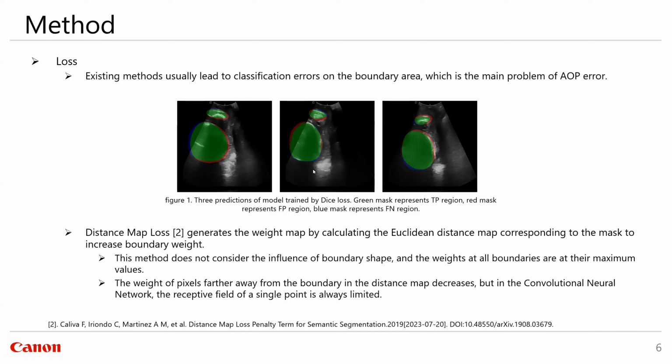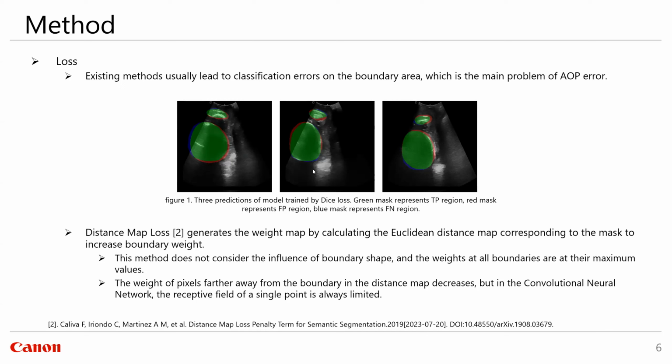So we can use weight to help the model pay more attention to this area. And here is a method. Distance map loss generates the weight map by calculating the Euclidean distance map corresponding to the mask to increase boundary weight.